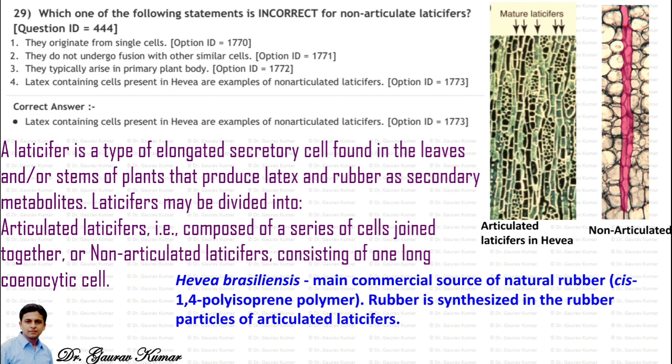So what happens in Hevea brasiliensis? Hevea brasiliensis is very important to know, because they generally ask a lot about it. It is the main commercial source of natural rubber, a cis-1,4-polyisoprene polymer, and rubber is synthesized in the rubber particles of articulated laticifers. That means Hevea has articulated laticifers and not the non-articulated ones. Hope you understood why option 4 is incorrect, because it says Hevea has non-articulated laticifers, although Hevea has articulated laticifers. Okay, so next question.